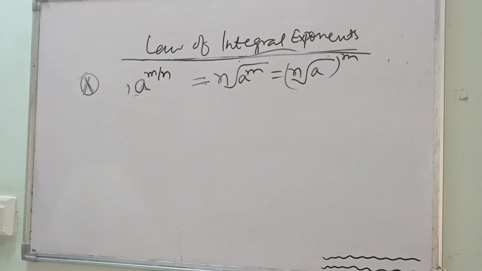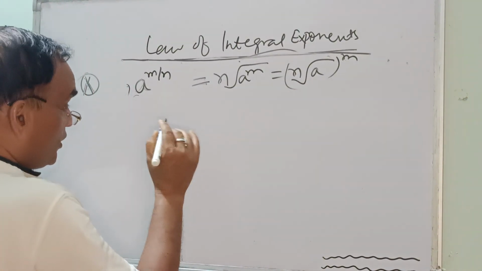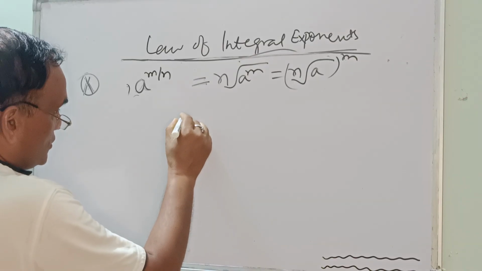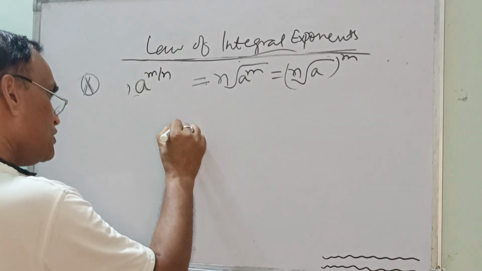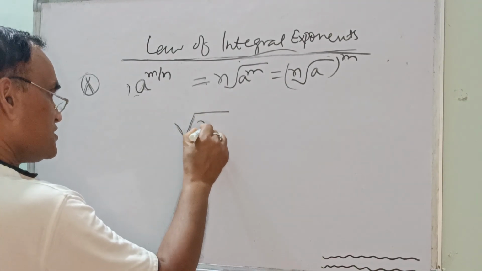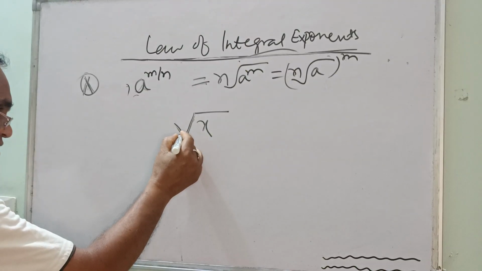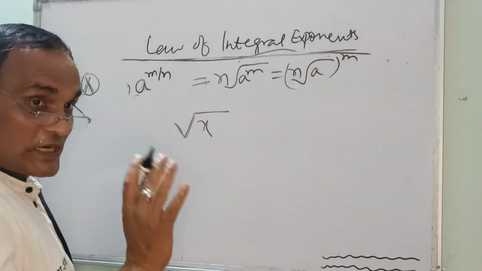So I am going in depth. First of all, what can you write this? Root x. What will you write if it is here x? What do you write if it is here x? Root under x.